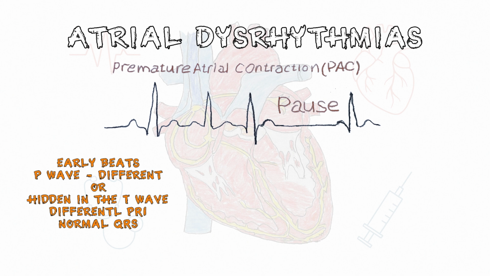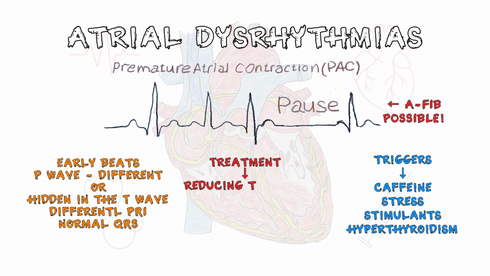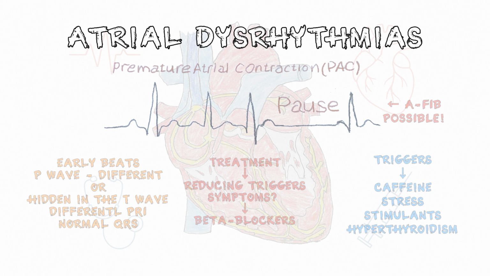Premature atrial contractions are usually triggered by caffeine, stress, stimulants, or hyperthyroidism. They are usually benign but may precede atrial fibrillation if frequent. Treatment focuses on reducing triggers, and beta blockers can be used if symptoms persist.